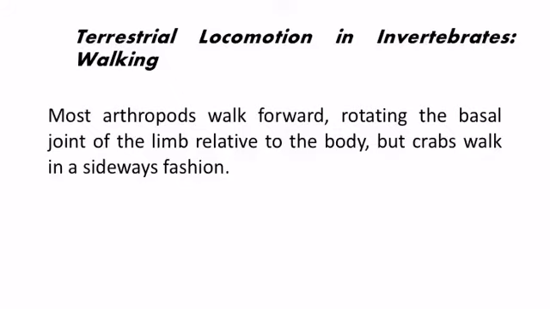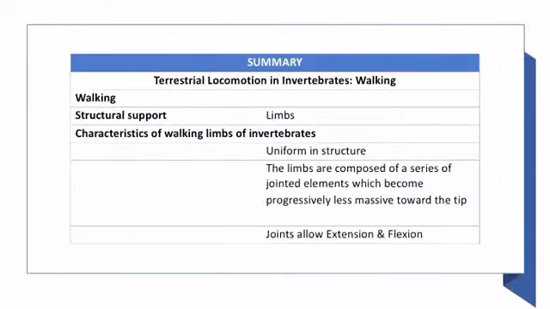So in this lecture we have learned that most arthropods walk forward, rotating the basal joint of the limb relative to the body, but crabs walk in a sideways fashion. Summary of today's lecture: this lecture was on the topic terrestrial locomotion in invertebrates, that is walking. For walking, terrestrial invertebrates need structural support in the form of limbs.